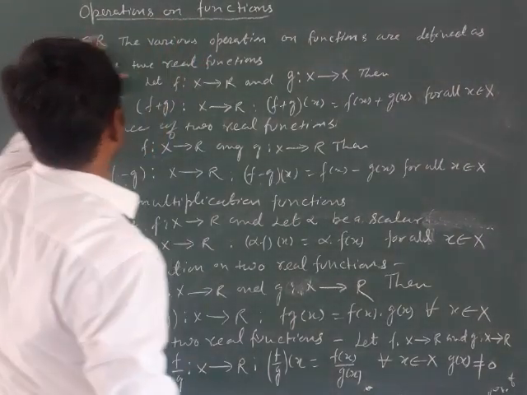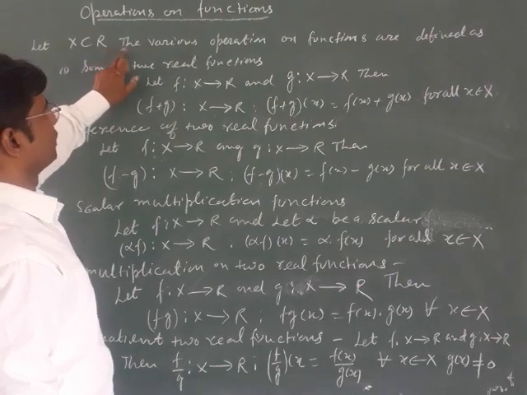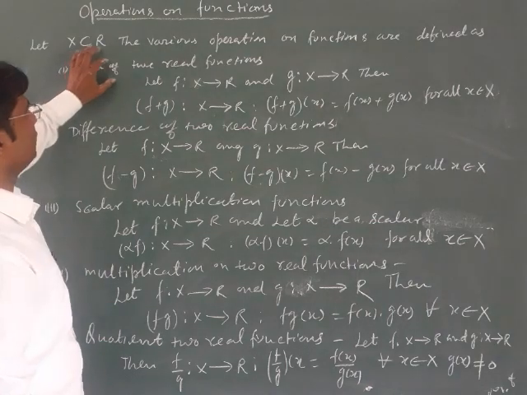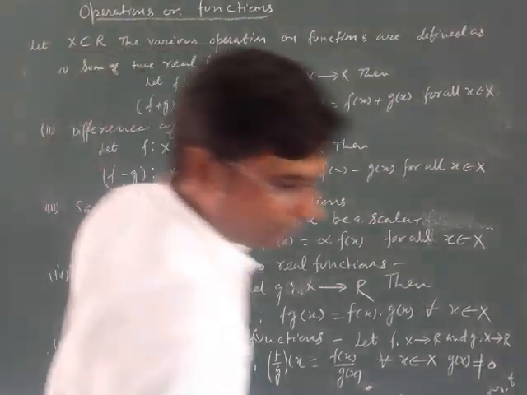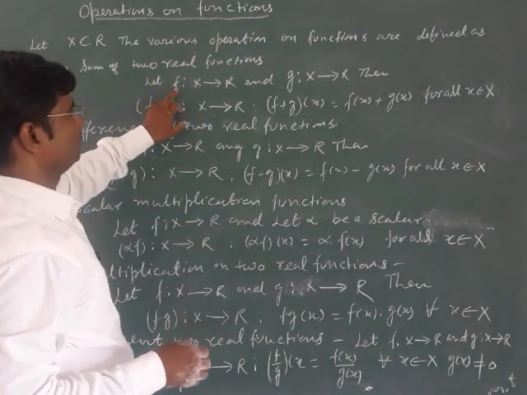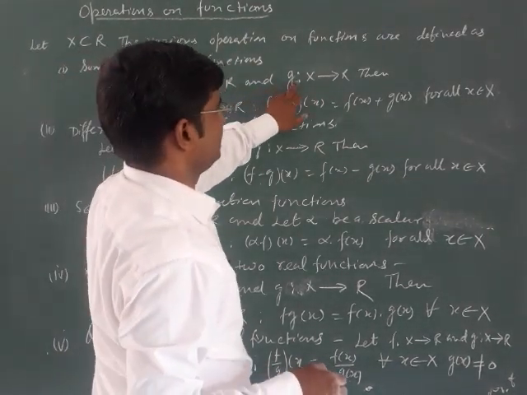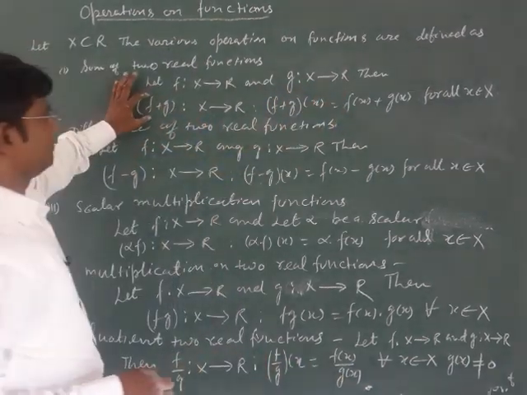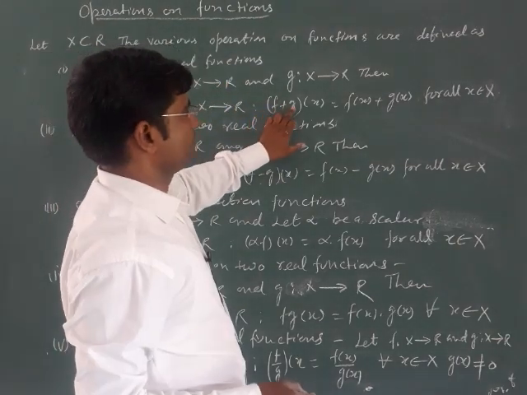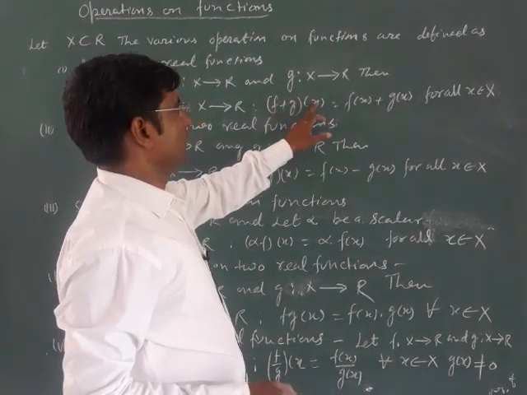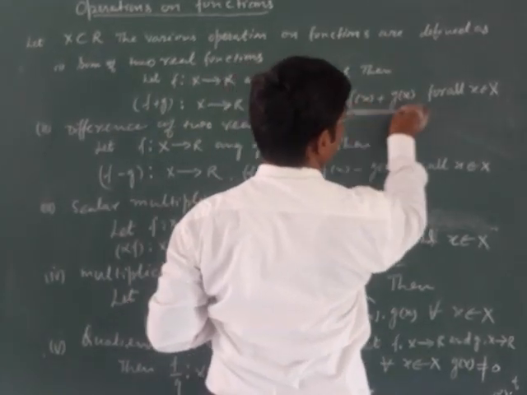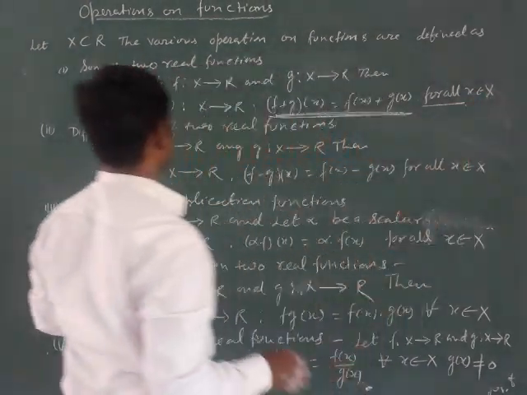Operation on function. Let x belong to R. The various operations on functions are defined as follows. The sum of two real functions: let f from X to R and another function g from X to R, then f + g from X to R, so (f + g)(x) = f(x) + g(x). You learn it. This is for all x belonging to X.